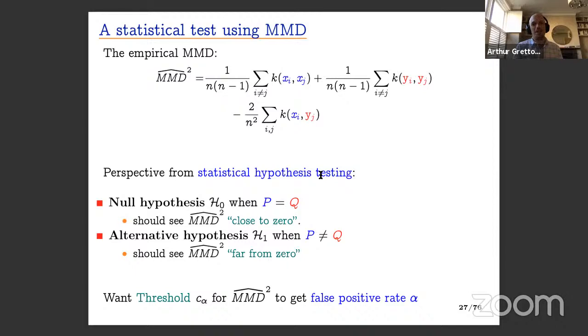Let's say I want a false positive rate of alpha. So let's say that P and Q really are the same, and my MMD most of the time should be small. But with some very small probability, just by chance, it could be that I'm unlucky and my empirical MMD is large, even though P and Q really are the same. So I'm going to specify a false positive rate. I'm going to say, 95% of the time, if P and Q are the same, my empirical MMD should be smaller than some threshold. And then 5% of the time, I'm not going to be lucky, and I'll exceed that threshold. So the question now becomes, how do I actually compute this threshold? What do I do to obtain a threshold that I can use to get a low false positive rate if P and Q are the same?